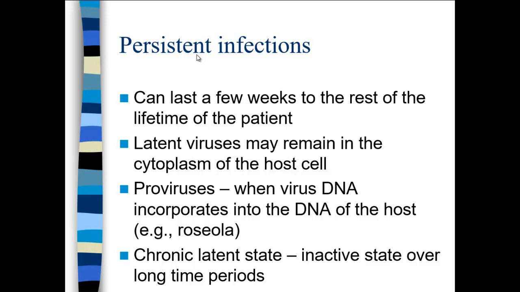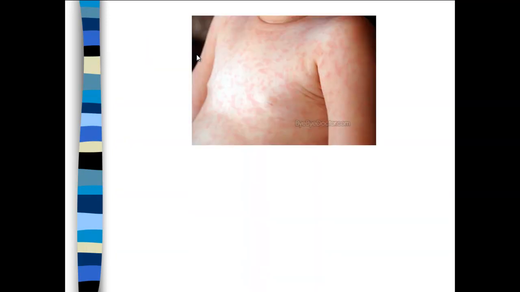And then when a virus is latent over a long period of time, we call that a chronic latent state. Herpes can achieve a chronic latent state. Chickenpox can achieve its chronic latent state, as well as HIV. Here's roseola.